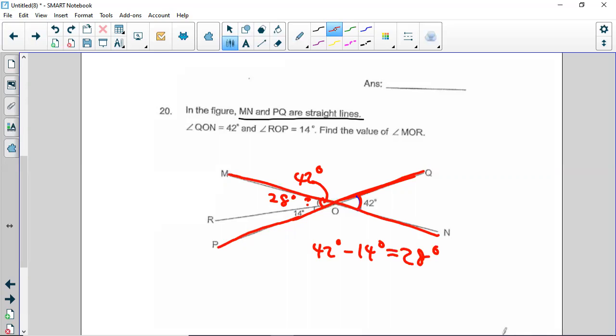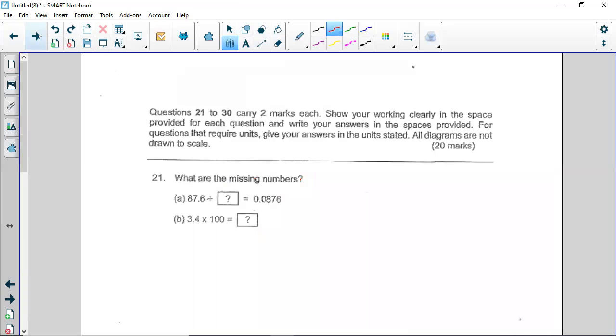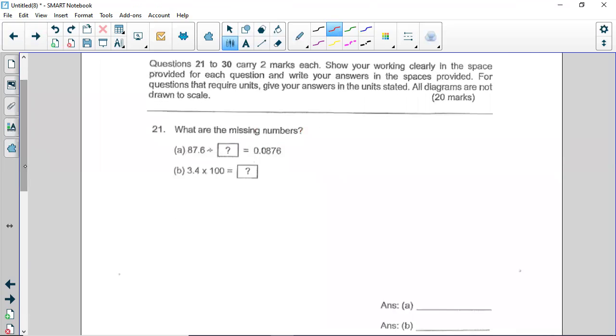So when you see 2 straight lines crossing each other, you look for vertically opposite angles, right? Which are equal, right? Vertically opposite angles are equal. Okay, let's go to question 21. All right, 21. So this one looks easy, but may not be that easy.